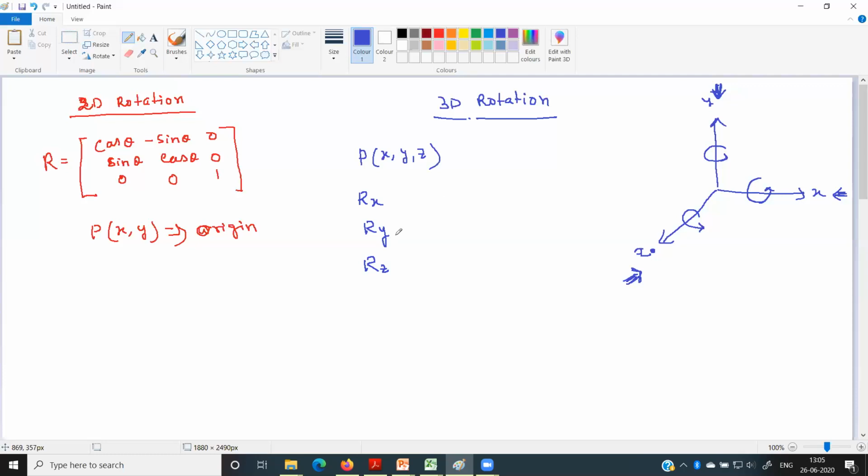So we will derive the rotation matrix for all three directions. First I will show you one derivation, how we can get the rotation matrix if I am observing the rotation along z axis. That means the object will be rotated in xy plane. Fine. So our observation is something like that.